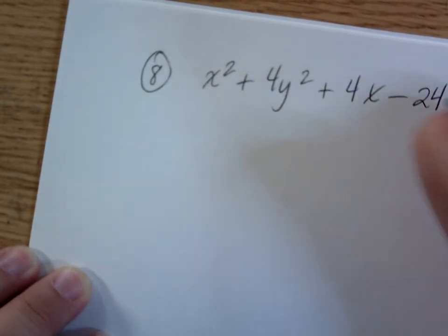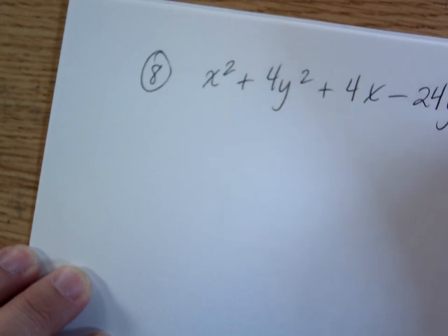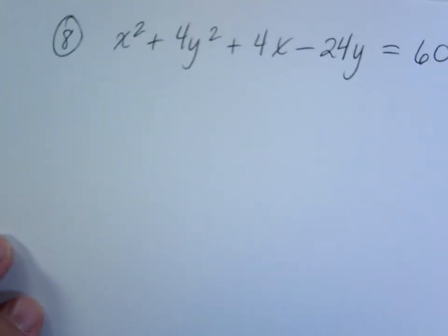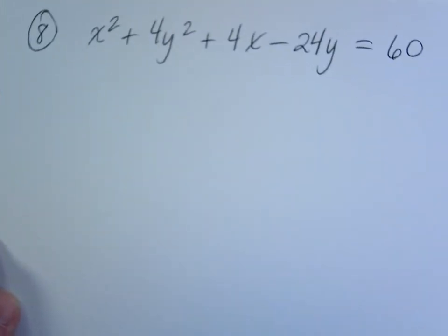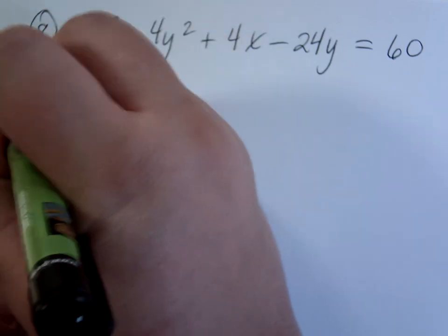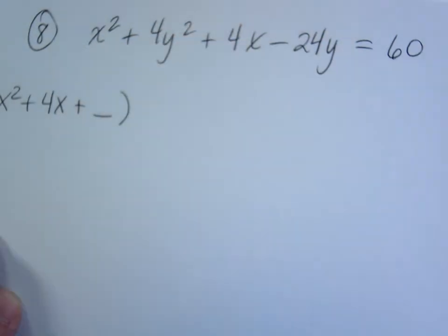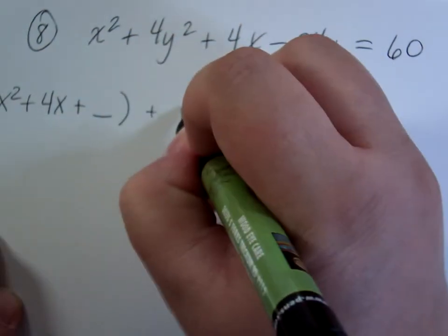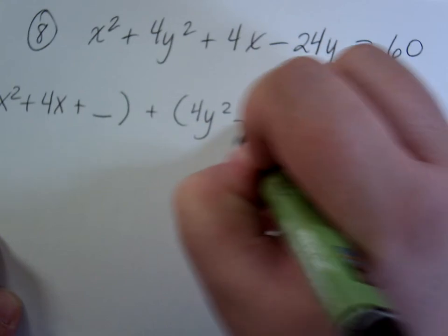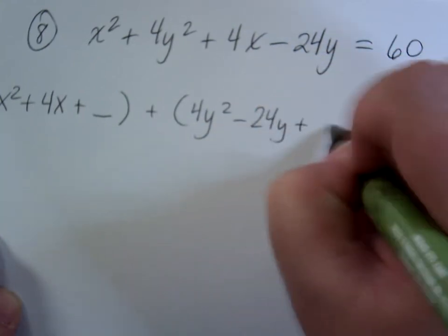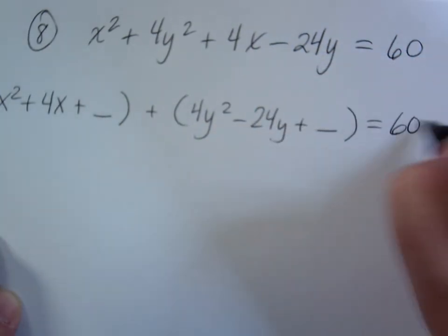Good time to pause the video and go ahead and try number 8 on your own. I'm going to start by collecting my x's in the front and then collecting my y's together, and then numbers go on the right. So I've got x squared plus 4x, go ahead and put your blank in there, plus 4y squared minus 24y, go ahead and put your blank in there, equals 60 plus 2 blanks.